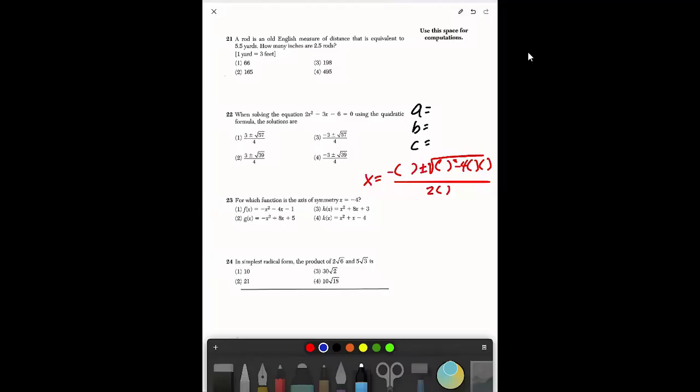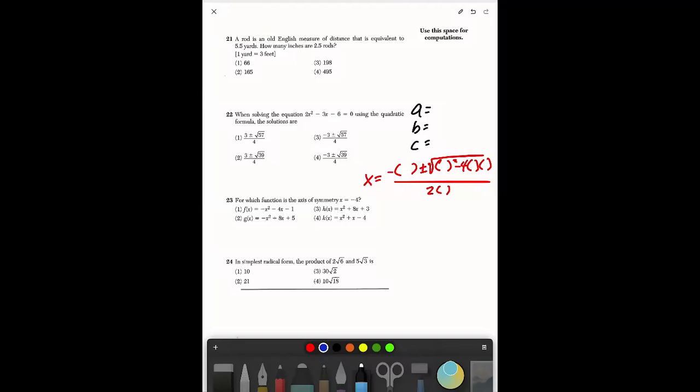All right, guys, this is question number 22. It's a quadratic equation. They want us to solve it using the quadratic formula. Now, we spent a lot of time working with the quadratic formula. Sometimes little mistakes can really hurt you in the multiple choice section.